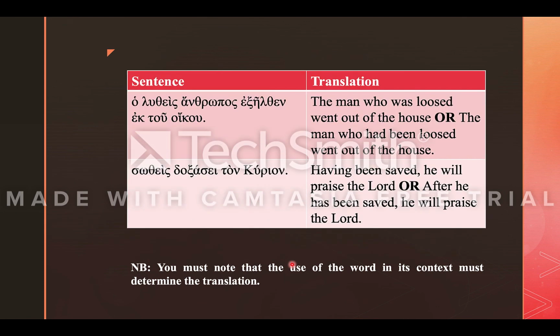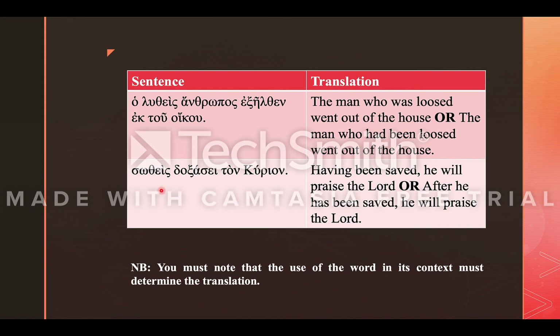Now, let's look at these translations here. O lutheis anthropos exelthen ek tu oiku. Now remember that this is your participle, passive voice from luo. The man who was loosed went out of the house, or the man who had been loosed. Whichever way, take a translation that shows clearly that the action has taken place before.